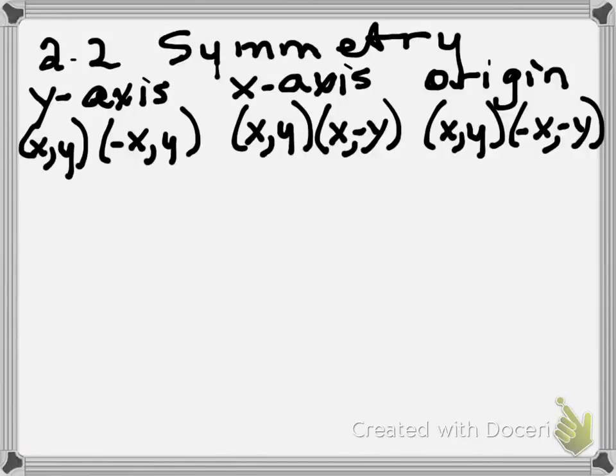Three types of symmetry that you should look for. A y-axis symmetry, that if you have the point (x, y), you also have the point (-x, y). For x-axis symmetry, if you have (x, y), then you're going to have (x, -y). And for symmetry through the origin, (x, y) and (-x, -y) would be on the same graph. So let's take a look at a couple of these situations.